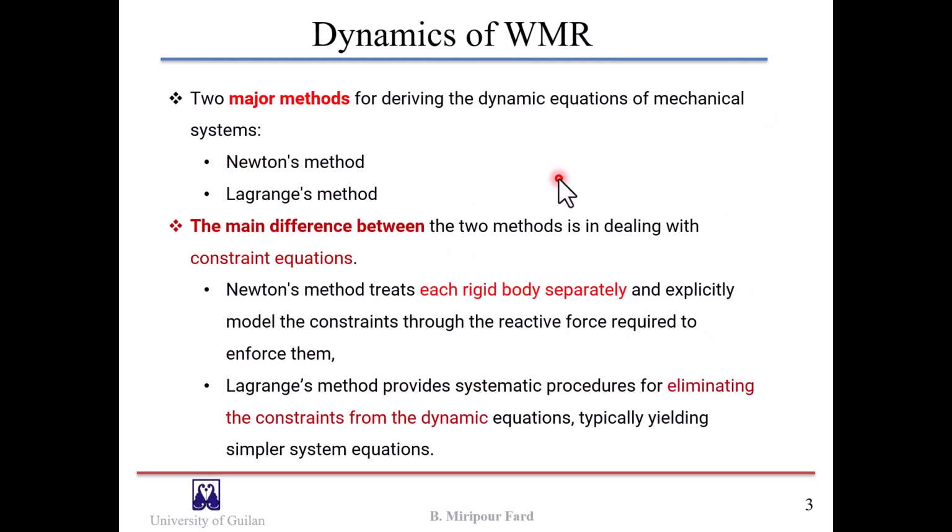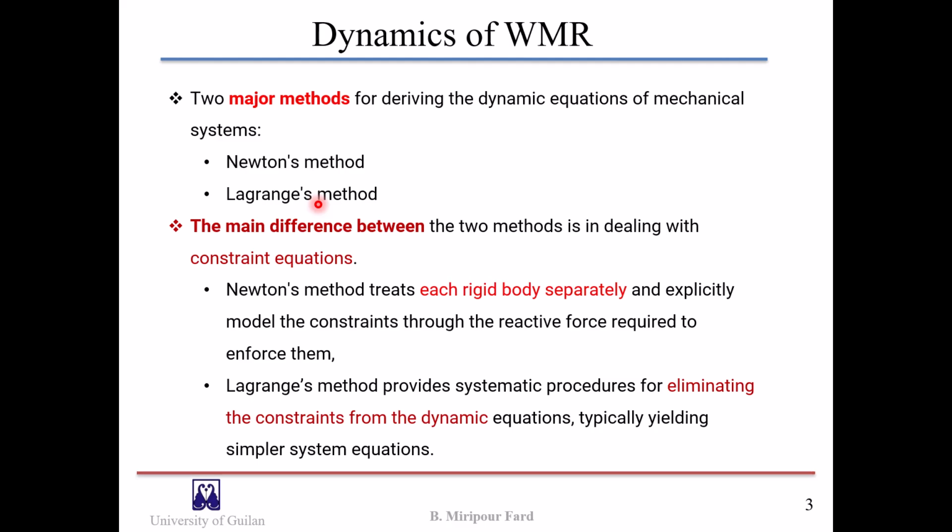Generally, there are two major methods for deriving the dynamic equations of mechanical systems, namely Newton's method, that is directly related to Newton's second law, and the Lagrange method, that has its root in the classical work of D'Alembert and Lagrange, who worked on analytical mechanics.